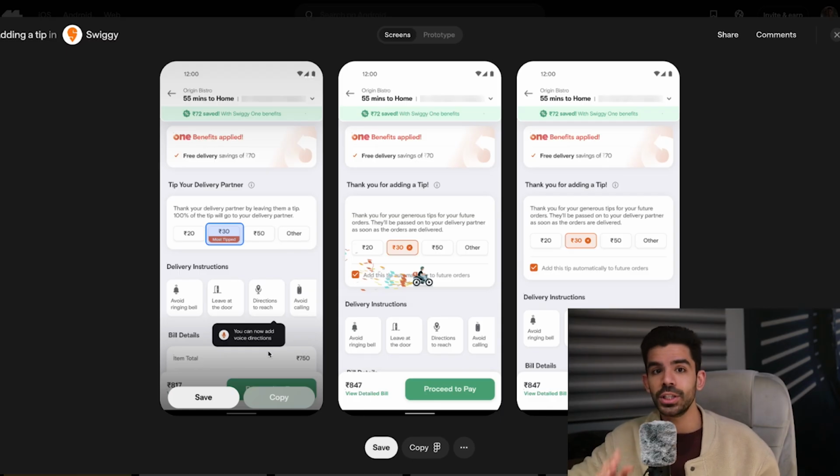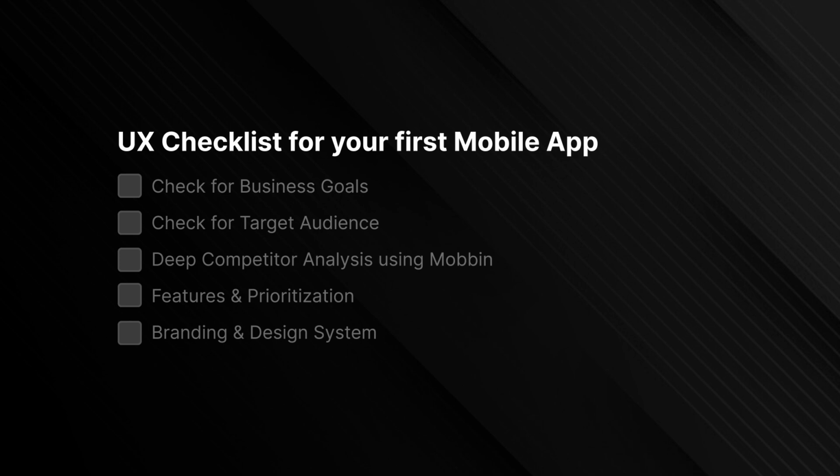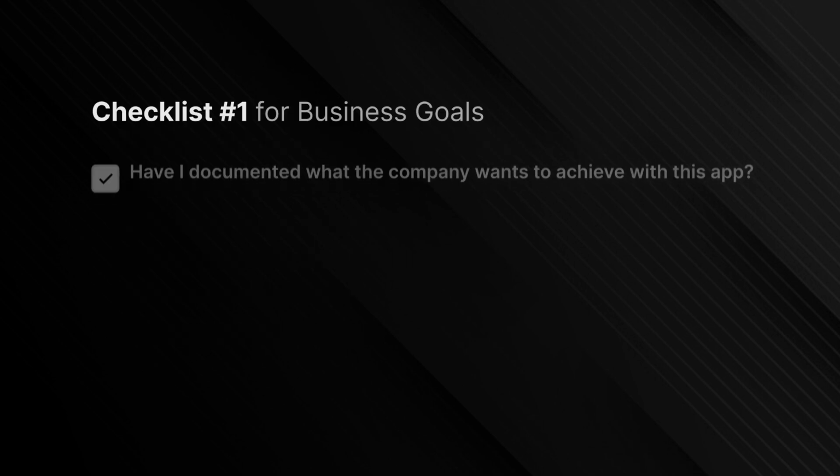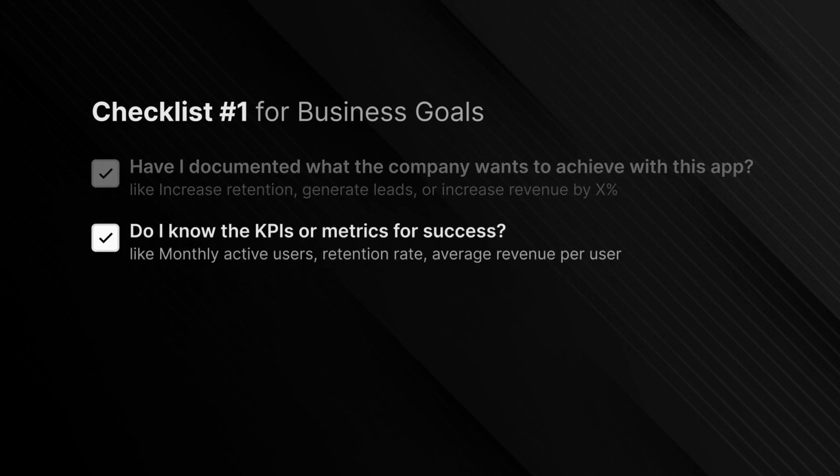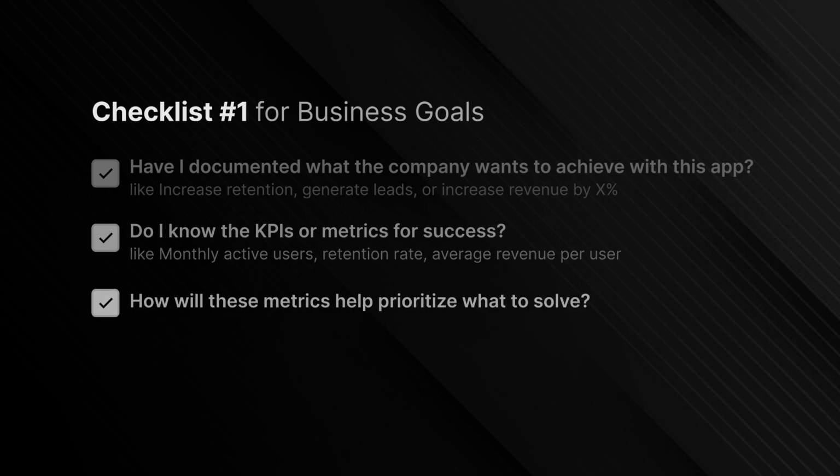Now, this is how the checklist looks like. First, we will check our business goals. You need to ask, have I documented what the company wants to achieve with this app? Example, increase user retention, or generating consulting leads, or increase a specific revenue part by X%. Do I know the KPIs or the metrics that will be used by the product team to measure the success of this app? Is it monthly active users? Is it retention rate? Is it average revenue per user? And all of these things will help you prioritize what to solve for.